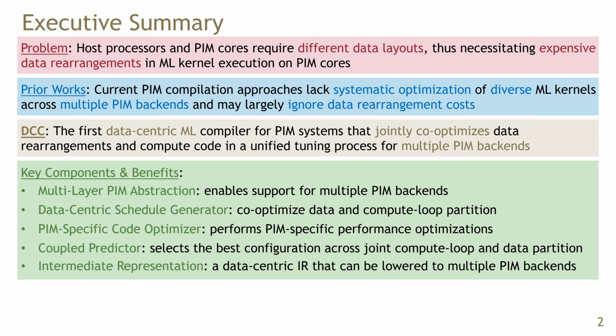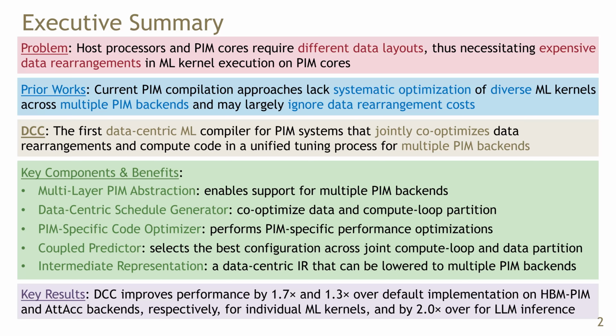Multi-layer PIM abstraction enables support for multiple PIM backends. Data-centric schedule generator co-optimizes data and compute loop partition. PIM-specific code optimizer performs PIM-specific performance optimizations. Coupled predictor selects the best configuration across joint compute loop and data partition. Intermediate representation is a data-centric IR that can be lowered to multiple PIM backends.